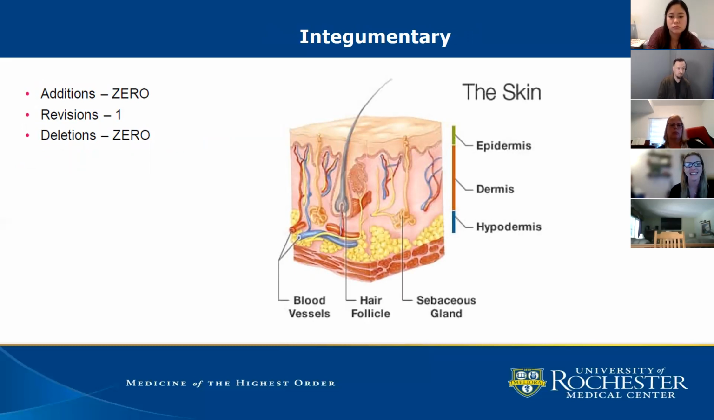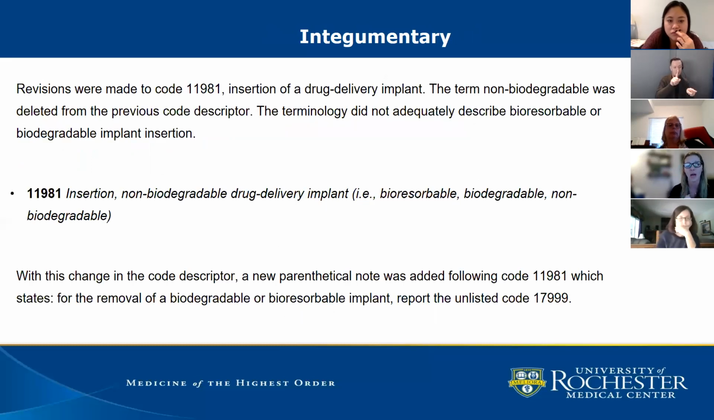Okay, so now we're moving into the integumentary system, and this is pretty short. We did not have any codes that were added. There was just one revision to one code, and that is 11981. The revision is for the insertion of the drug delivery implant. The term non-biodegradable was deleted from the previous code descriptor, because the terminology didn't adequately describe when a patient had a bioresorbable or biodegradable implant insertion. So they've revised the wording in this code to include that as an option as well.